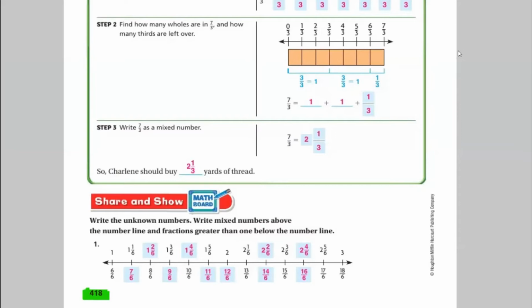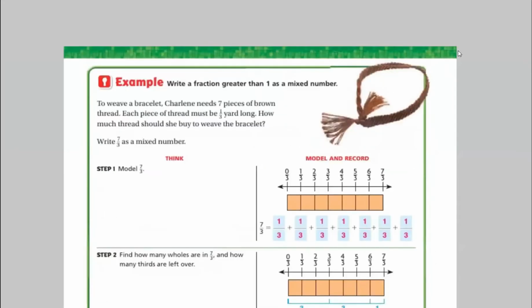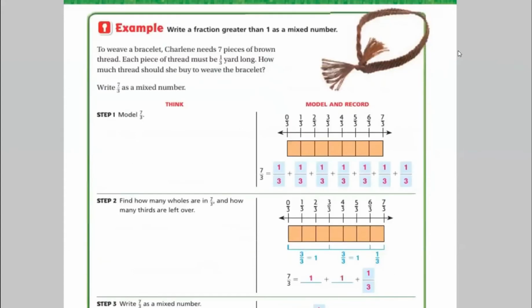Okay, guys, let's start. As I said before, that's part 2 of our lesson 7.6, and this part is about writing a fraction greater than 1 as a mixed number. Okay, so we're gonna write a fraction greater than 1 as a mixed number. So if we have 7/3, how can we write it as a mixed number?